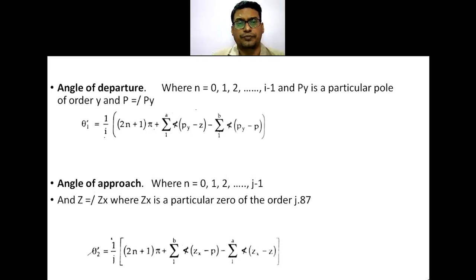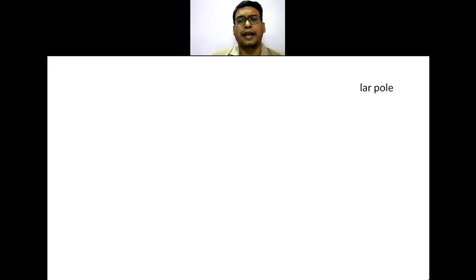Then angle of departure and angle of approach. Angle of departure is calculated as 1 upon I into bracket 2n plus 1 into pi plus summation of py minus z minus summation of py minus p, where n is equal to 0, 1, 2 up to I minus 1, and py is the particular pole of order y, and p is not equal to py. Similarly, the angle of approach is calculated using this formula, where n is equal to 0, 1, 2, 3 up to j minus 1, and z is not equal to zx, where zx is a particular zero of order j. So this is the angle of departure and angle of approach.